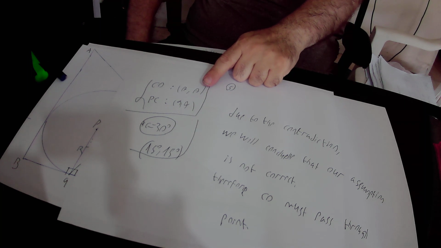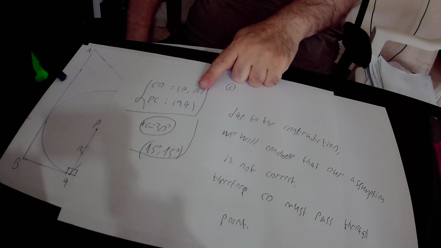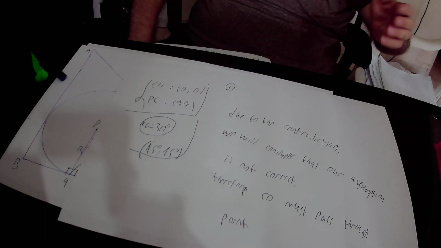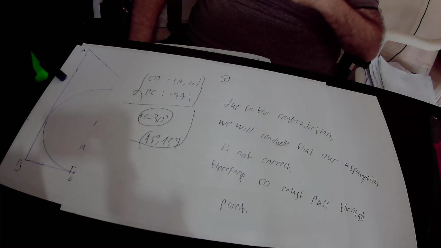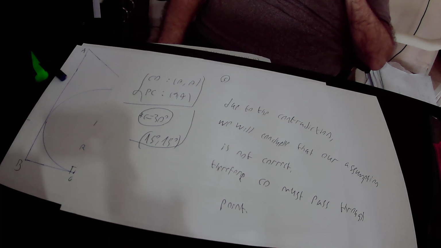Then angle bisector PC bisects it into two different halves that each equal alpha, so it is bisected into alpha and alpha. And this is actually not possible. Why is it not possible?